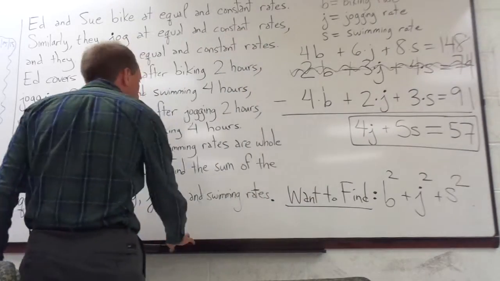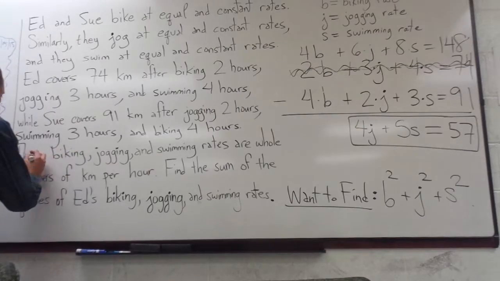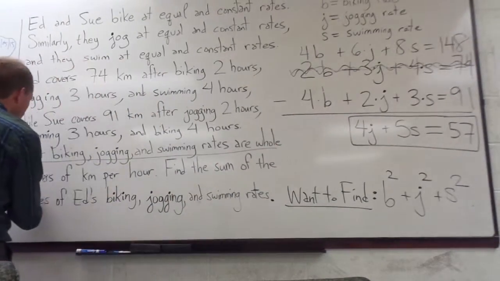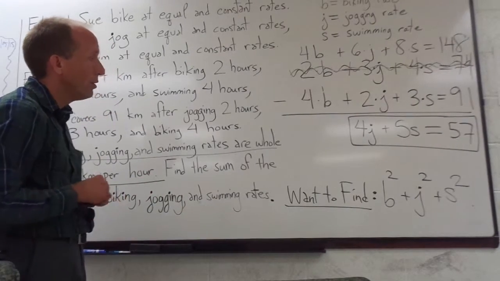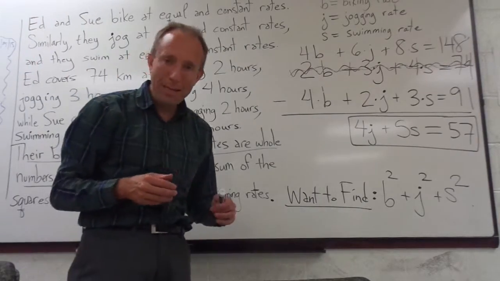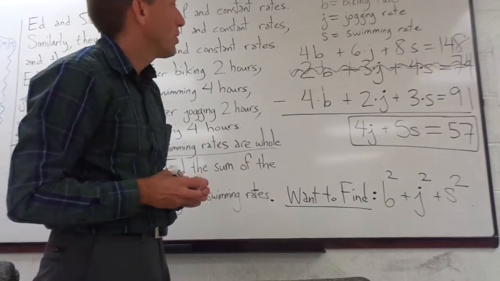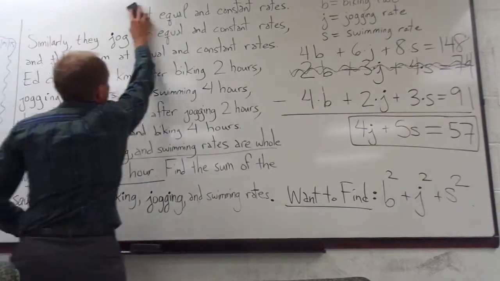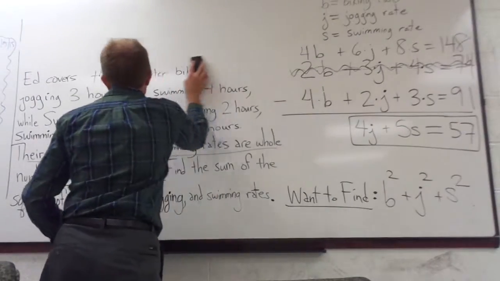But the thing we have going for us here is that we are told, let's go back, that these numbers, the j and the s and the b, they are all whole numbers. They have to be whole numbers. No fractions. The other thing is they're not going to be negative numbers either. So I'm going to go ahead and erase part of the question here. That's going to limit the possibilities.